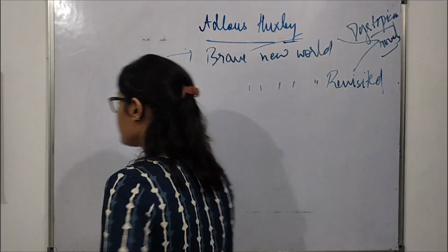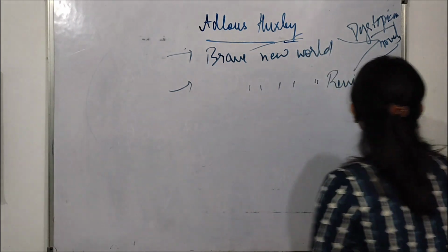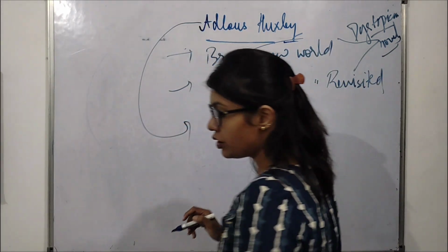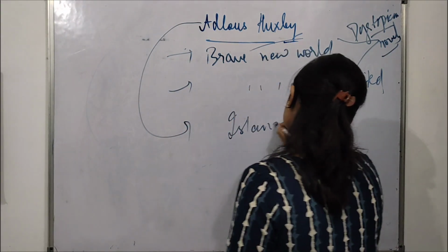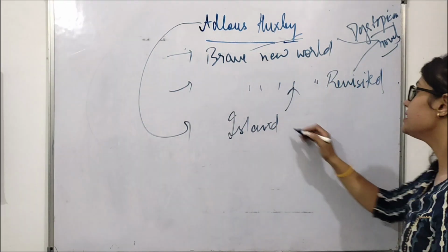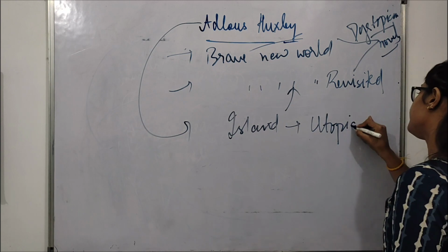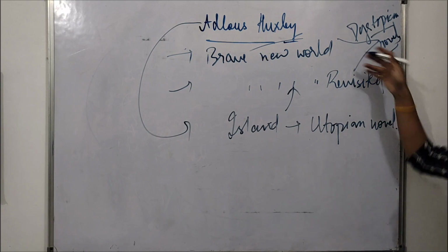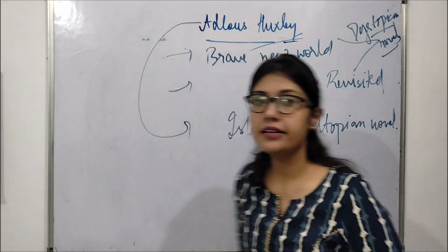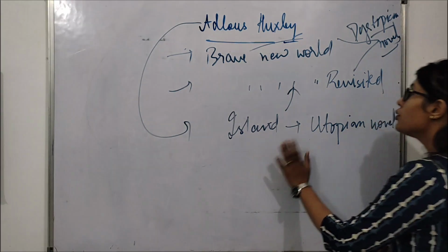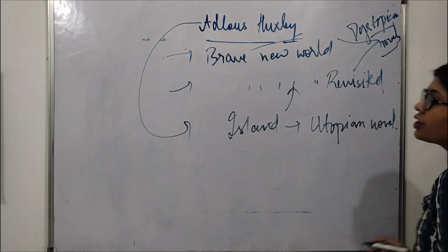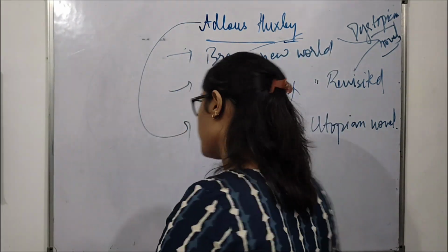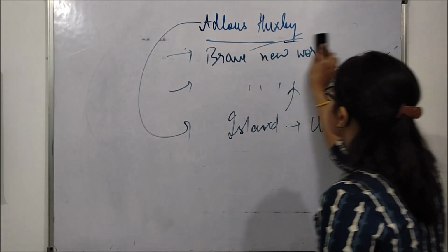Utopian novels are the ones where everything is good, everything is right. Dystopian novels are the opposite, and these both are dystopian novels. So Aldous Huxley wrote the third book called Island, which is the opposite of both these books, and this is a utopian novel. Brave New World and Brave New World Revisited are both dystopian novels, and Aldous Huxley wrote a third book called Island, which was the opposite of both these books, and it is a utopian novel. We all know that dystopia is the opposite of utopia. Now that was all about Aldous Huxley.